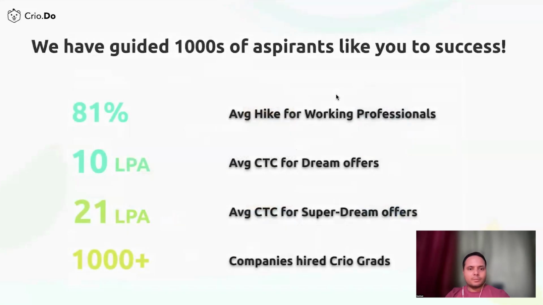All right. And these are some numbers. The numbers speak for themselves. I'm not going to add any more pointers here. I will let the numbers do the talking. These are some numbers which we have been able to generate over the years. An average hike of 81% for a working professional. For dream offers, for super dream offers. Super dream are the MAANG companies I'm talking about. There are other tech companies also which come under the dream offer, not MAANG companies, but I'm talking about the MAANG companies in the super dream offer. But then again, there are other tech companies also as an option. So we have been able to get an average CTC of 10 LPA, to 21 LPA for your super dream companies, the unicorn startups, the MAANG companies, big tech companies, and all.